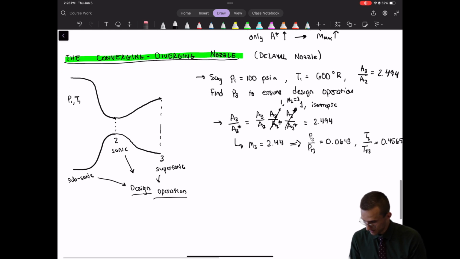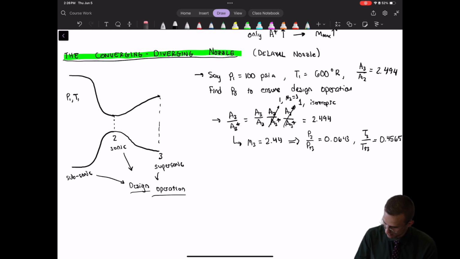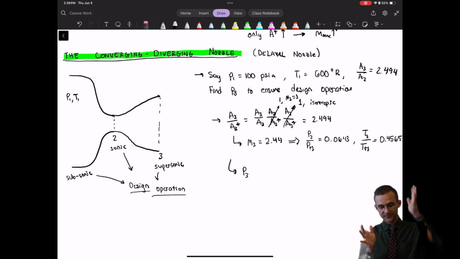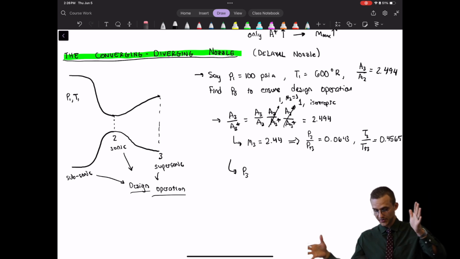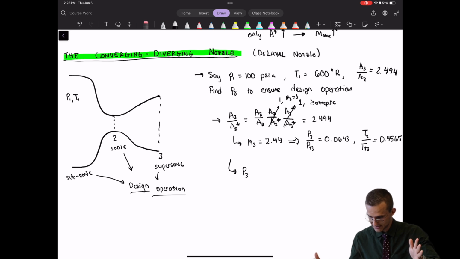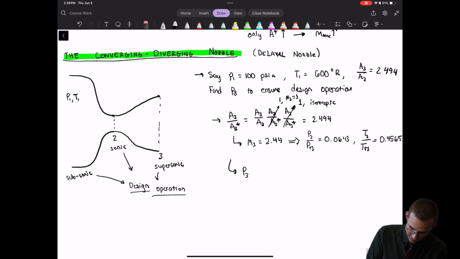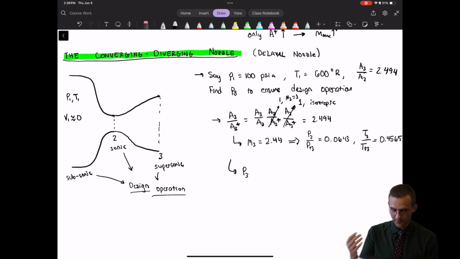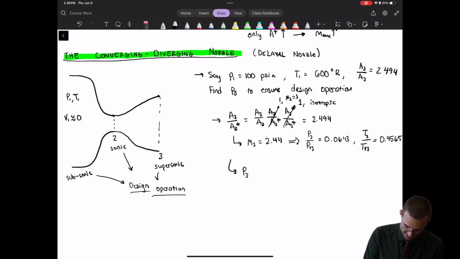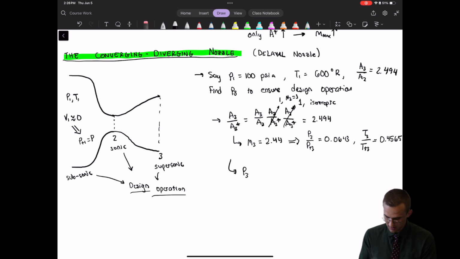Now we can pretty much calculate P3 right away, because the operation starting from P1 all the way to state 3 is completely isentropic. And I didn't write this down, but we're assuming that the flow upstream is quiescent. So that means that PT1 is equal to P1.